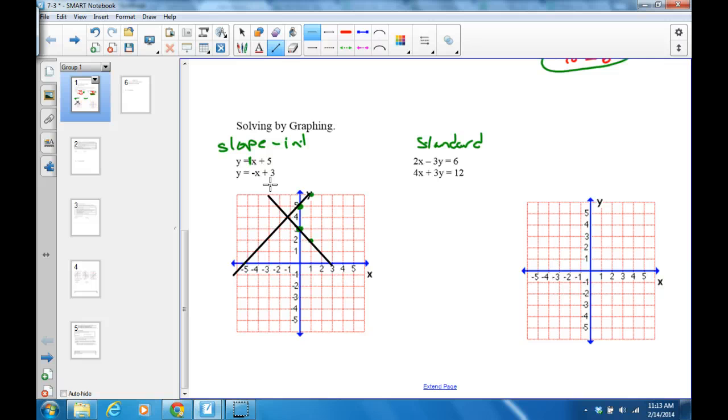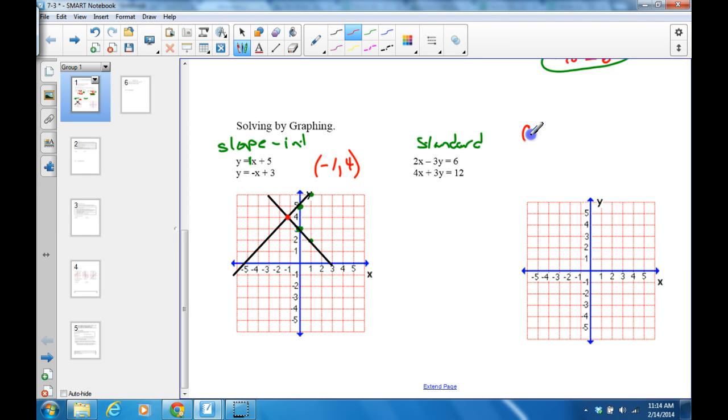Okay, so where is my intersection here? Yep, -1 and 4. So my solution for this set of equations is -1, 4. That's the only point they have in common. Okay? Not too bad. The next one's a standard form. What is the easiest way to graph standard form? Okay, I know that you can always solve for y and graph it the same way, but that's adding a lot of steps to this. What's the easiest way to do this?